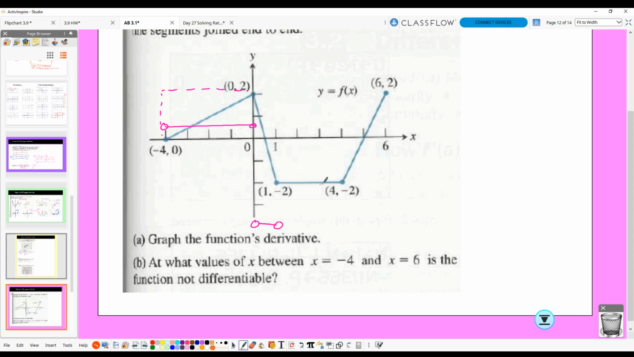Across here, we have 0 slope, which exists. It does not not exist. It's not undefined. It's just 0. And then from here, our slope went up 1, 2, 3, 4, and over 2. So the slope was 2. So the segments in pink are the derivative.